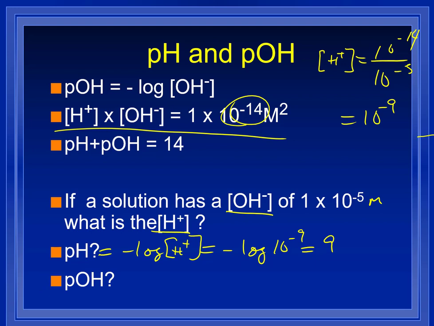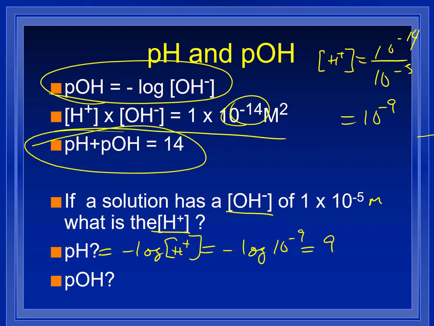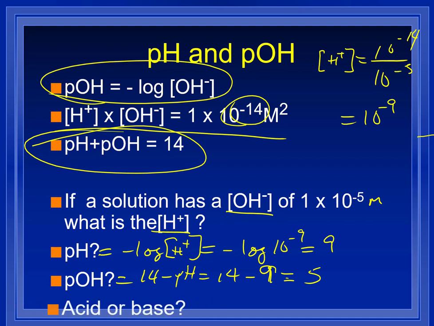pOH: I can either do the top equation, the negative log of OH minus, or I can do the bottom equation. I like the bottom equation better. I can do that subtraction a lot faster. pOH is going to equal 14 minus pH, which is 14 minus 9, which is 5. Is it an acid or a base? Base, because the pH is high, it's a base.